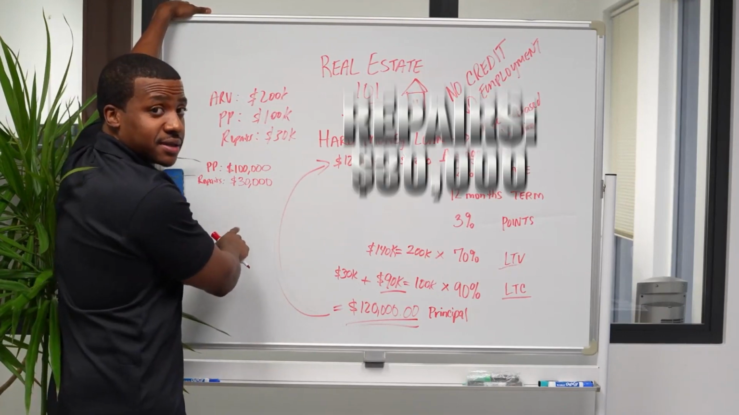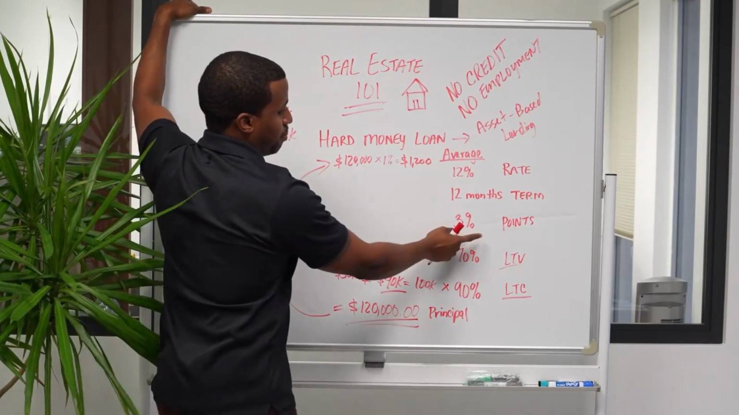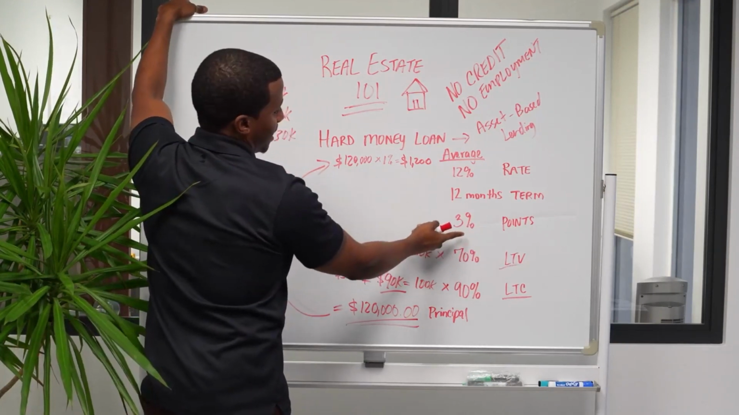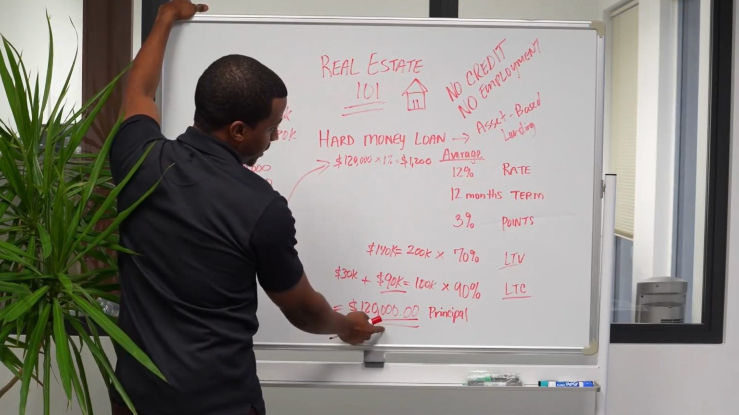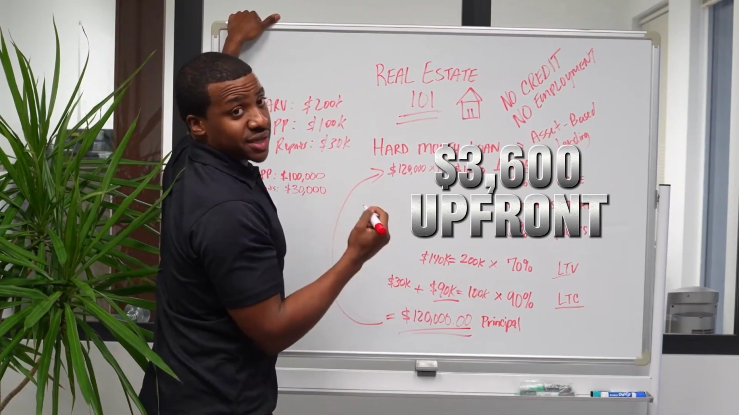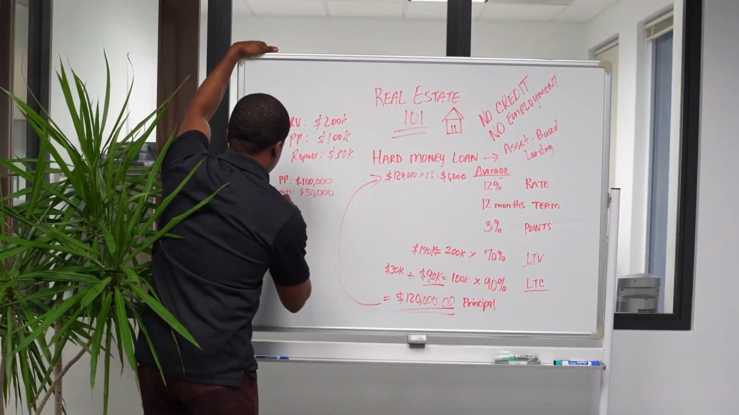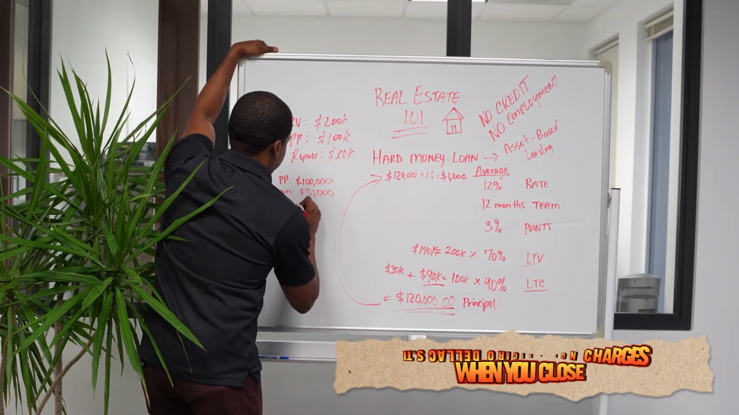We've got repairs of $30,000. Now, when we bought this property, remember, we had to pay 3% points, an upfront origination fee. That 3% was based on your total principal amount, which is how we got down here. 3% points times $120,000 is $3,600 upfront, okay? So we already know we have origination charges when you close. So we're gonna bake all these numbers in.